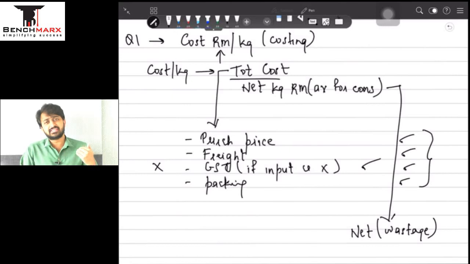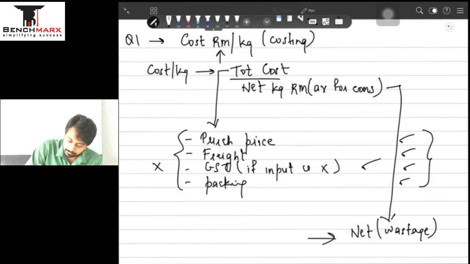If there is any loss in transit, which is normal, and any loss in processing, which is also normal, which I know will happen, I will subtract all these things. Once I divide the total cost inclusive of all these things by the net amount of RM in kgs, that will ultimately be my cost per kg.